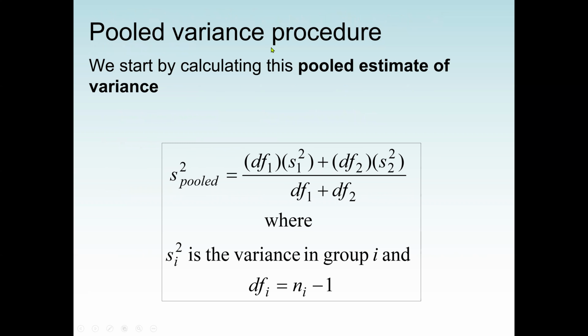So doing the pooled variance procedure, first we start by calculating the pooled estimate of variance. And this is the formula. Here we have two independent samples. So it will be the degrees of freedom for the first sample times the variance of the first, plus the degrees of freedom for the second sample times the variance of the second sample, divided by the sum of the two degrees of freedom, where again S1 squared, S2 squared are the variances for sample 1 and sample 2.